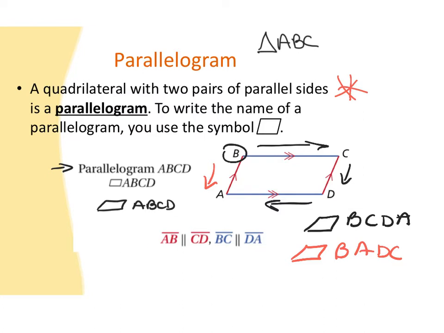So by definition, it is a quadrilateral, a four-sided figure with two pairs of parallel sides. Notice here, they've color-coded it. So the two red sides, AB, is parallel to CD, and then BC, the blue one, is parallel to DA. So you need two pairs of parallel sides in order to form a parallelogram.